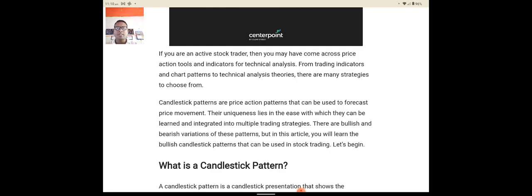Their uniqueness lies in the ease with which they can be learned and integrated into multiple trading strategies.